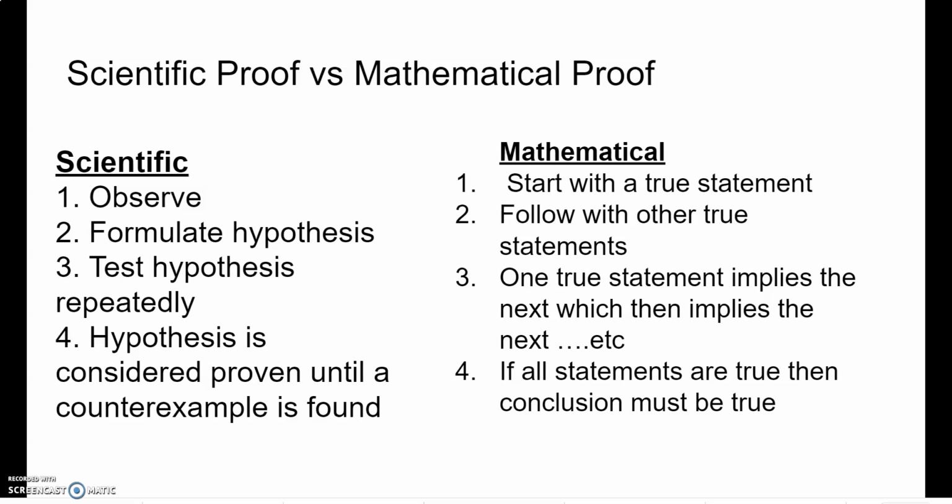Mathematical proof's a little bit different. They start with a true statement, follow with other true statements, and since one true statement implies the next, which implies the next, and so on, if all statements are true, you have to agree with the conclusion. The way this works is lawyers try and do this in court. They start with a true fact, and they say, well, based on this, we also know this. And based on that, we know this. And based on that, we think that this is true. The difference is mathematical proofs usually use numbers or use logic that cannot be broken down or refuted. So if a mathematical proof is good, it stands the test of time and is going to be true for all of time.